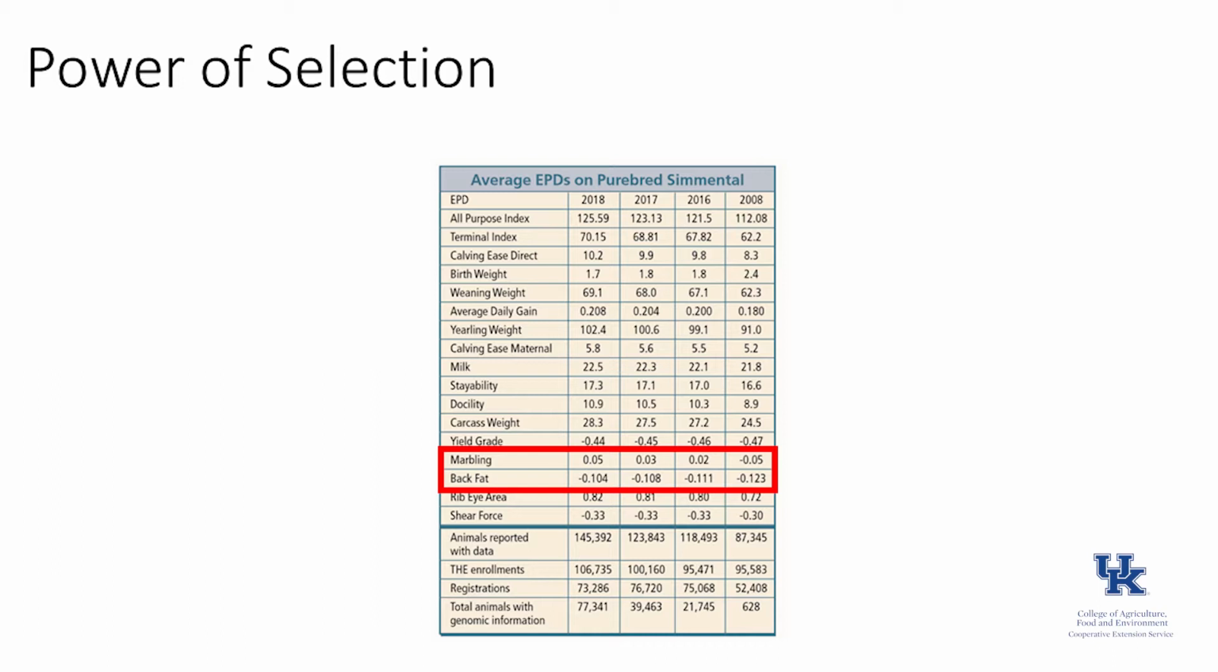Let me see. Where's your red box at? Oh, it's not on my computer.